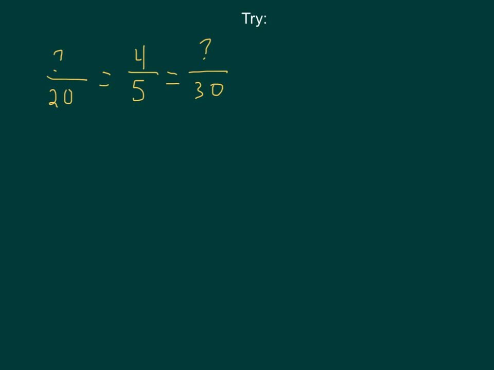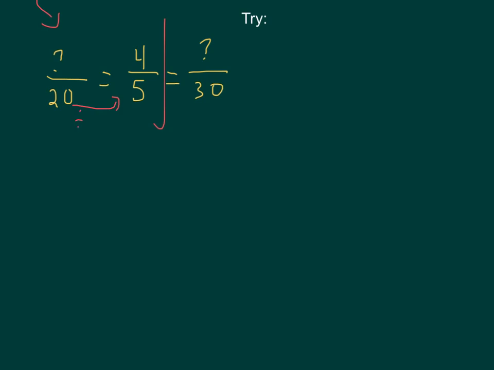Okay, here we have a bit of a trickier question, because now we got a 3-part proportion here. We got something over 20 equals 4 over 5, which equals something over 30. To solve these, it's the same thing as before, just break it down into two first. So for me, I want to start with just these 2 first. So I've got to ask myself, 20 divided by what gives me 5, or 5 times what gives me 20? Either way, I'll start dividing.